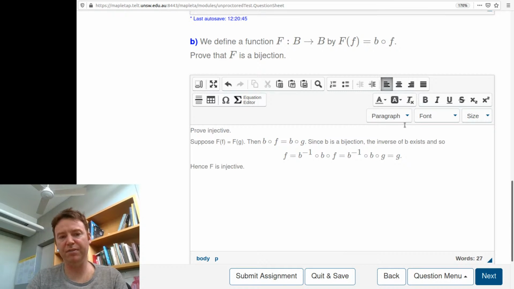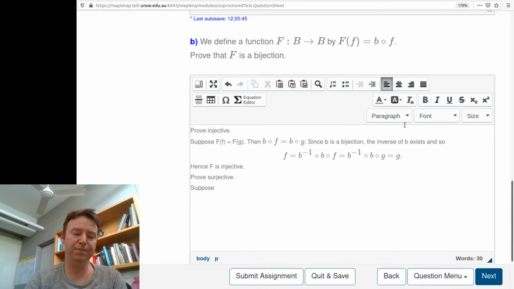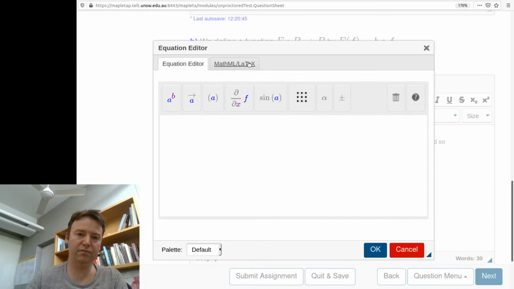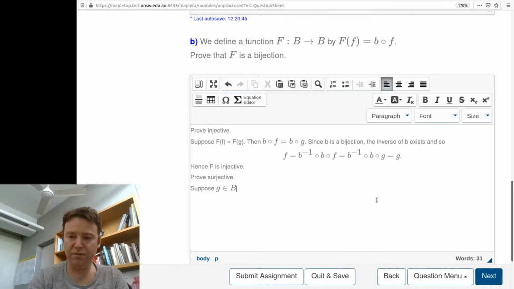Yeah, I'll leave the prove injective there because it just helps people to see what I'm up to. Prove surjective. Okay, now to prove surjective means that for every bijection there's something that maps to it. Suppose I'll call it g. Suppose g is in B.